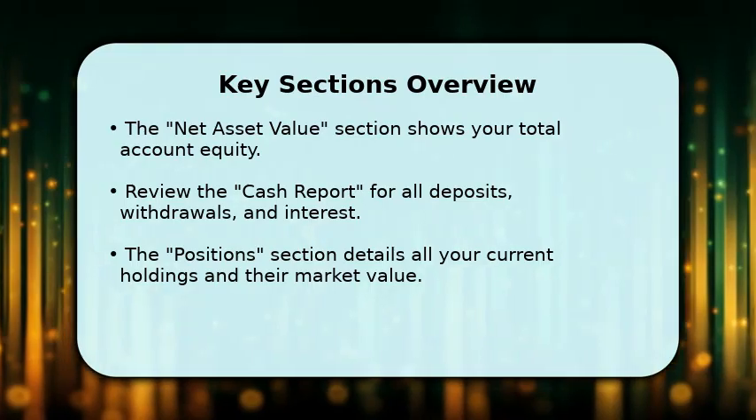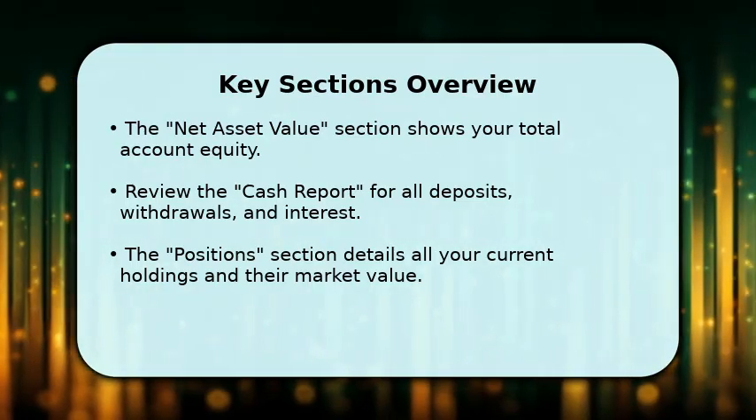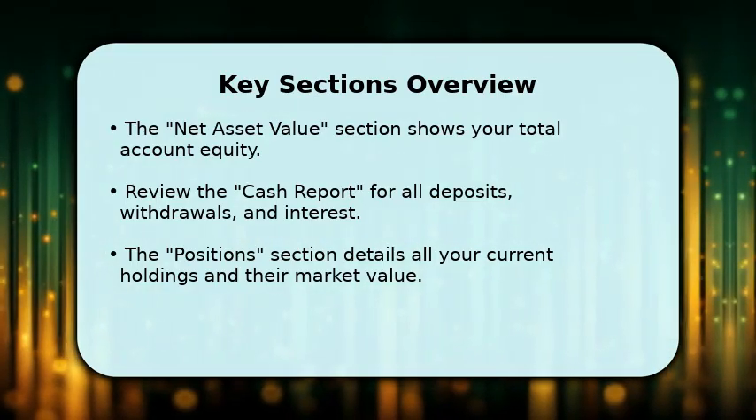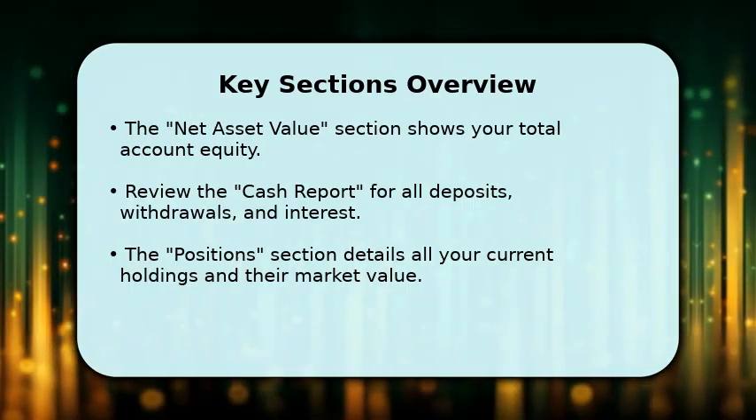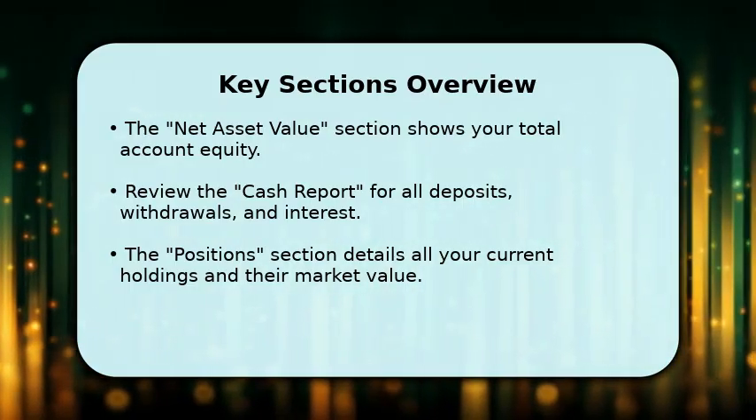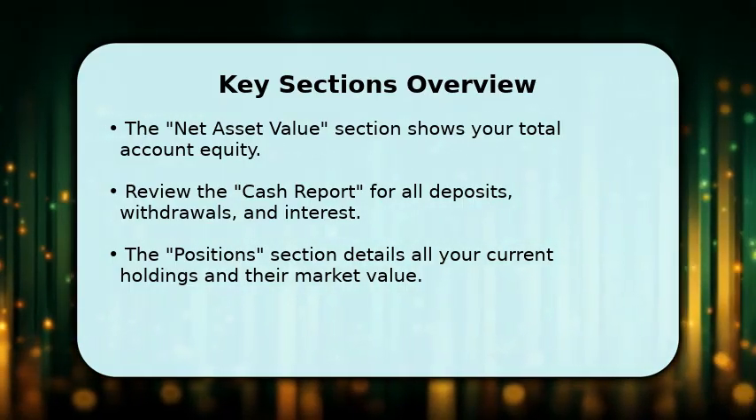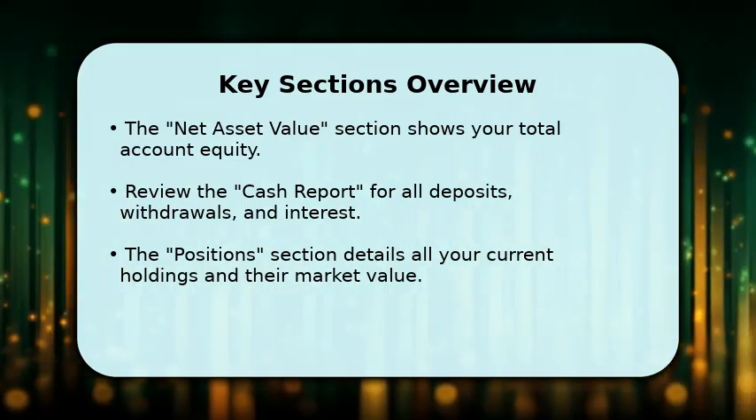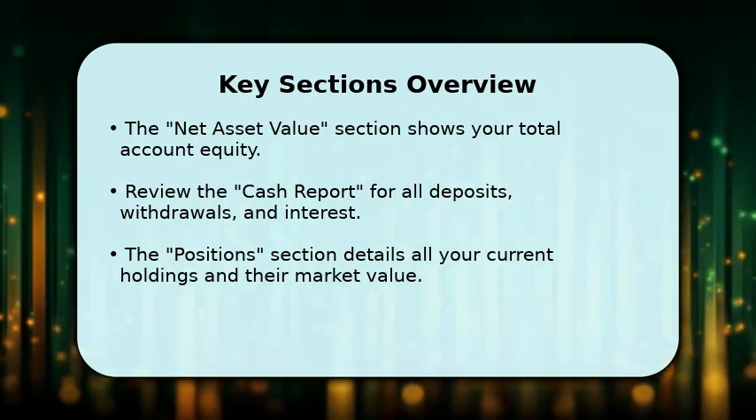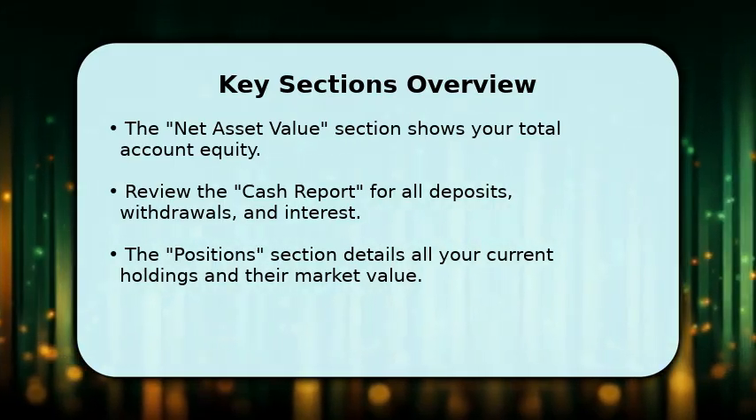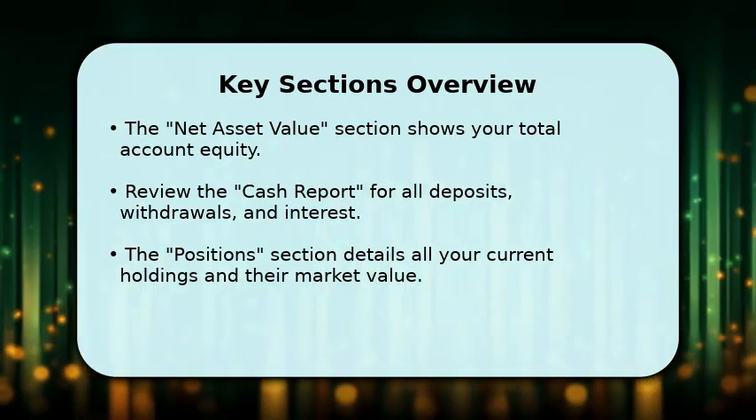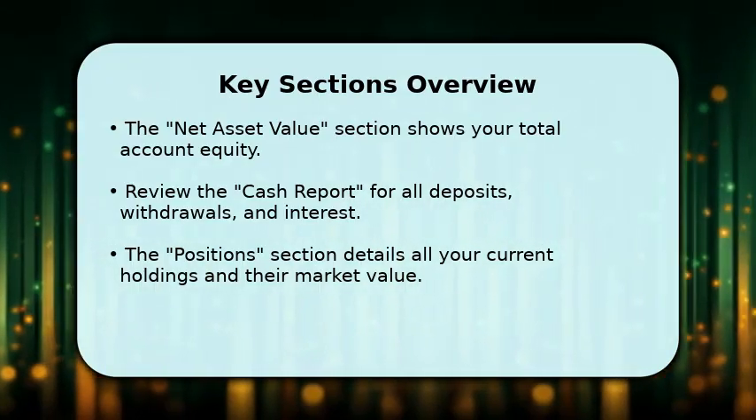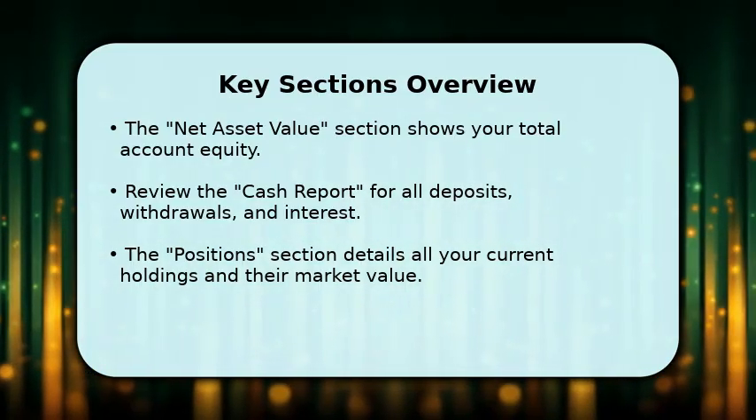The net asset value provides a snapshot of your total account equity, including cash and investments. Next, the cash report is vital for tracking all money movements, like deposits, withdrawals, and any interest earned or paid. Finally, the positions section lists every asset you hold, showing quantities, average cost, and current market value. Understanding these areas is fundamental to grasping your financial standing.